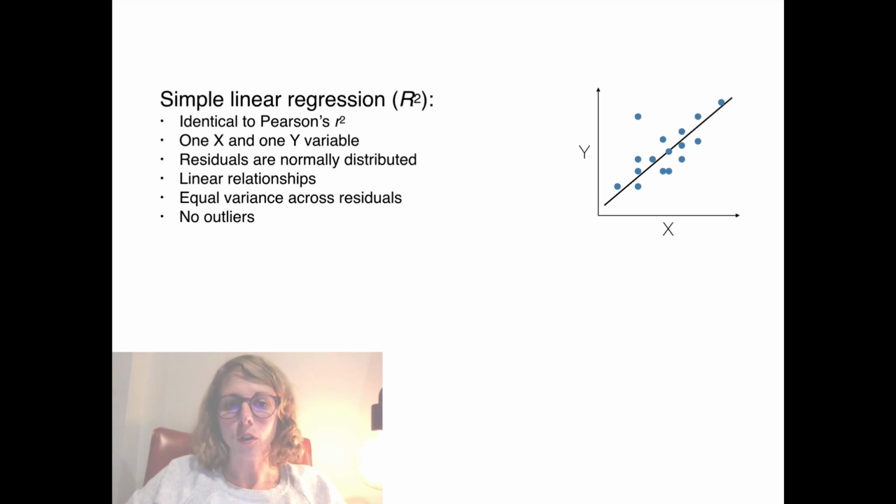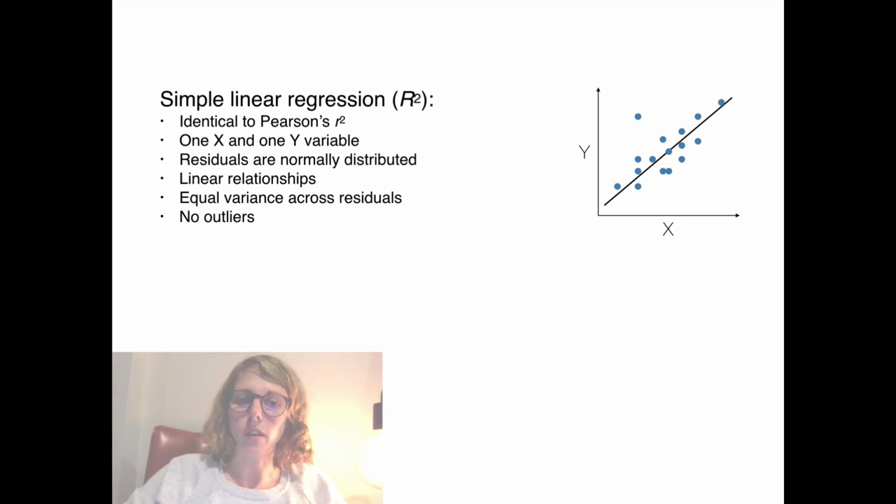But what if we want to go beyond quantifying relationships and establishing whether or not there's a relationship between X and Y? What if we want to know if X predicts Y? If we want to make an inference about the predictive value of our variables? This is where regression comes in. So in simple linear regression, big R squared is identical mathematically to Pearson's little r squared, where we have one X variable and one Y variable.